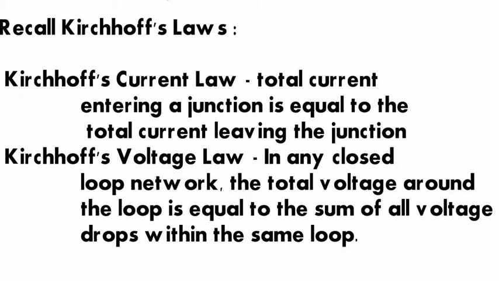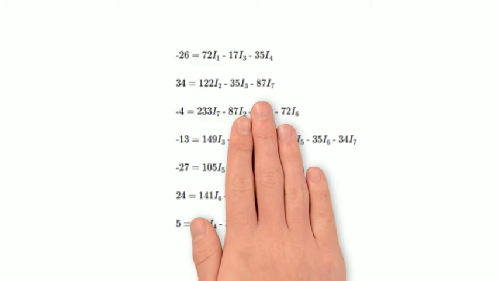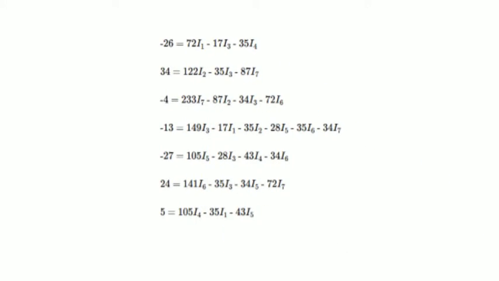The circuit equations using Kirchhoff's laws are: -26 equals the product of 72 and I1 minus the product of 17 and I3 minus the product of 35 and I4. 34 equals the product of 122 and I2 minus the product of 35 and I3 minus the product of 87 and I7. -4 equals the product of 233 and I7 minus the product of 87 and I2 minus the product of 34 and I3 minus the product of 72 and I6.